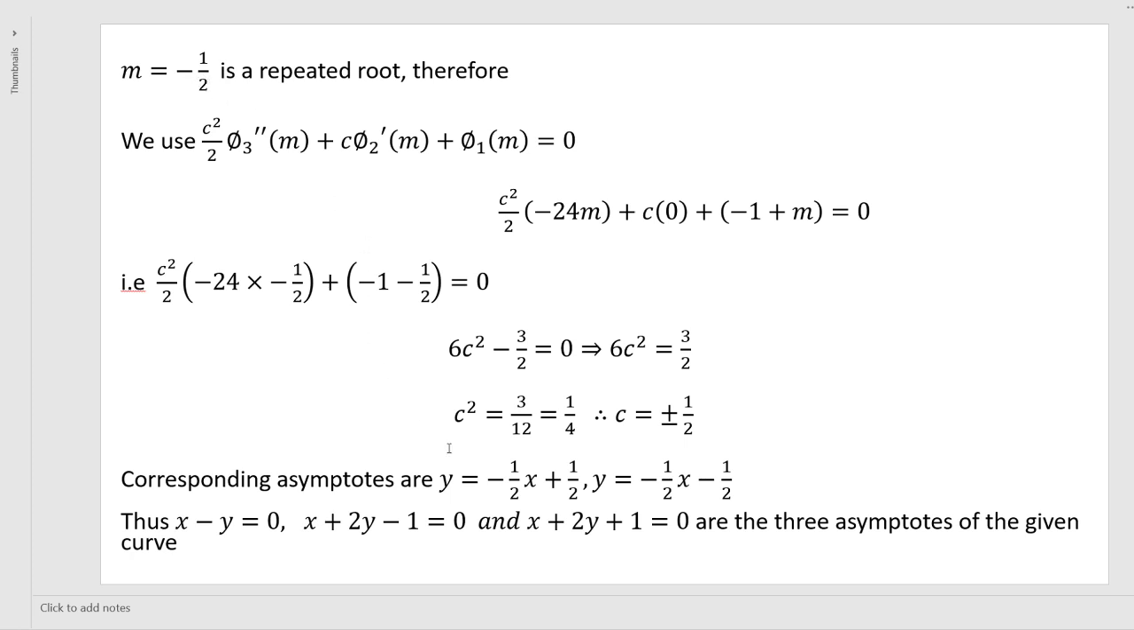Therefore, the asymptotes are y is equal to mx plus c. Here m is minus 1 by 2. For c equal to minus 1 by 2, y is equal to minus 1 by 2 x minus 1 by 2, and for plus 1 by 2, y is equal to minus 1 by 2 x plus 1 by 2. These are the two roots. So in total the three roots are there.